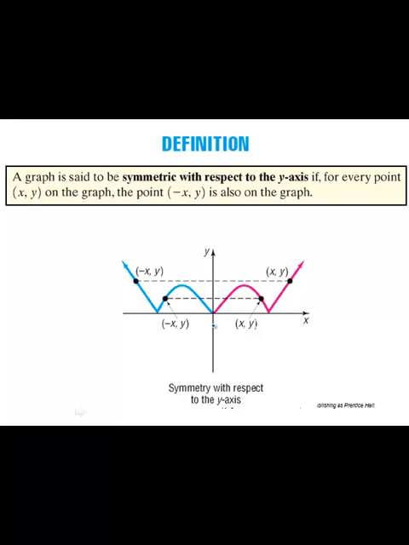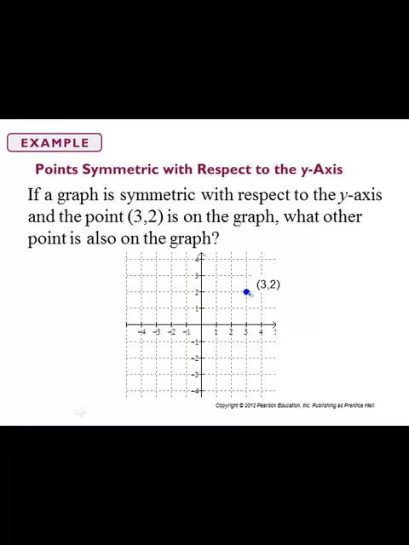And if you have some point on the graph with coordinates x comma y, then negative x comma y is also on the graph. So if 3 comma 2 is on the graph, then, excuse me, negative 3 comma 2, I should say, is also on the graph.